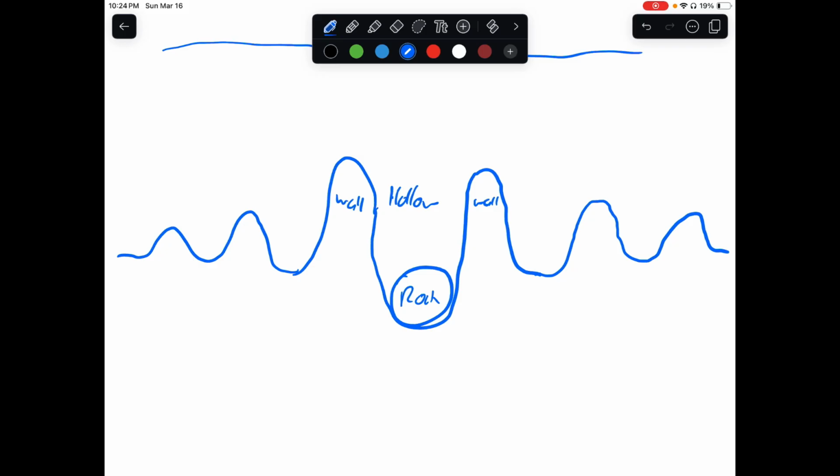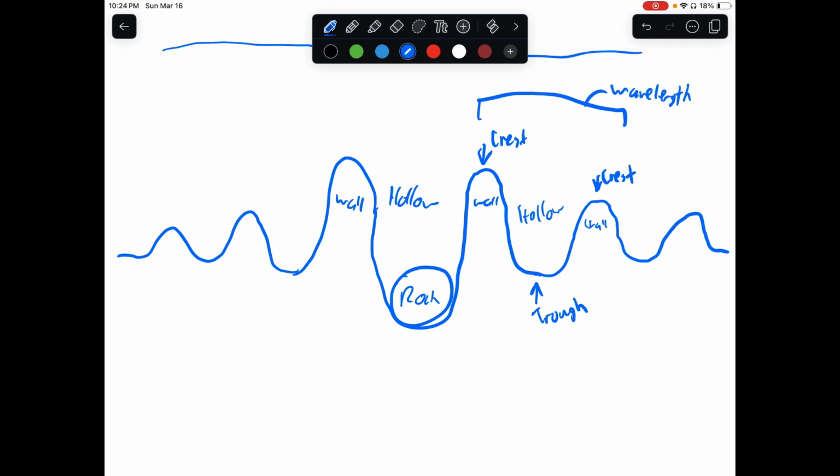Now let's look at the parts of the wave. As you might have noticed, the waves alternate between walls and hollows. There's a wall, then a hollow, then a wall, and so on. The top of a wall is called a crest, while the bottom of a hollow is called a trough. The distance between a crest and the next crest is the wavelength. A cycle is the change done by the medium in going one wavelength. That is, the cycle is a change from one crest to the trough, and from the trough to another crest.